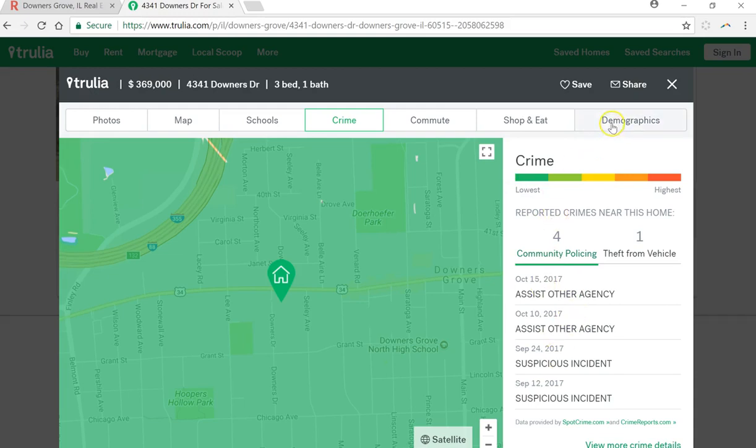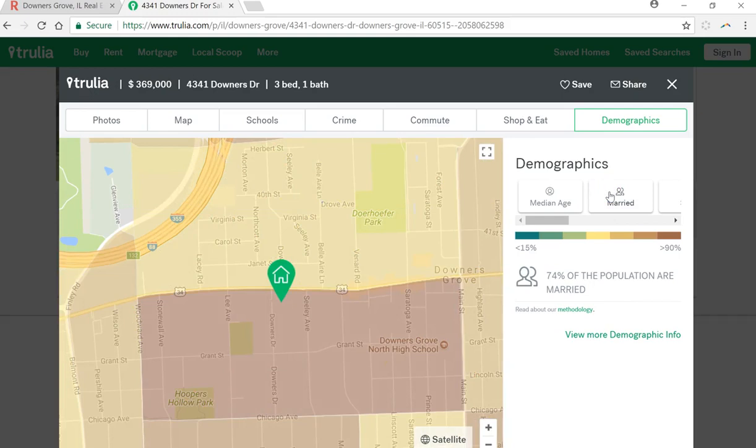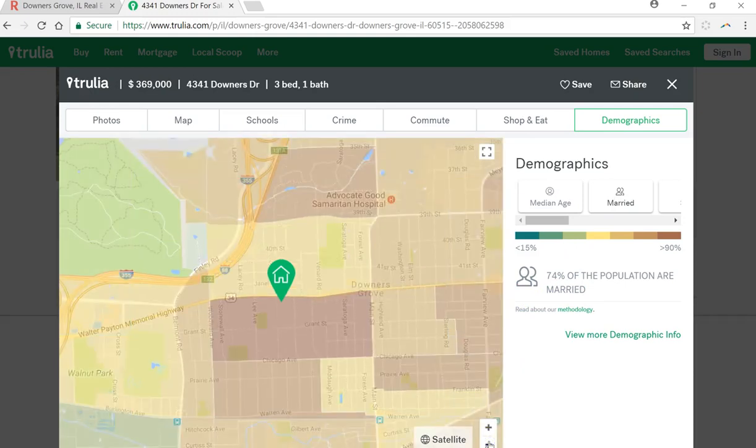What I'm really looking for are the demographics. This really helps you understand what's happening in your area. To the right, it shows you the median age. The median age of the population in Downers Grove is 41 years old, so someone who is 41 or older may be looking to purchase my property. Another good thing to know is how many people in Downers Grove are married. 74% of the individuals in that area are married, so the person who purchases your property is more likely to be married.